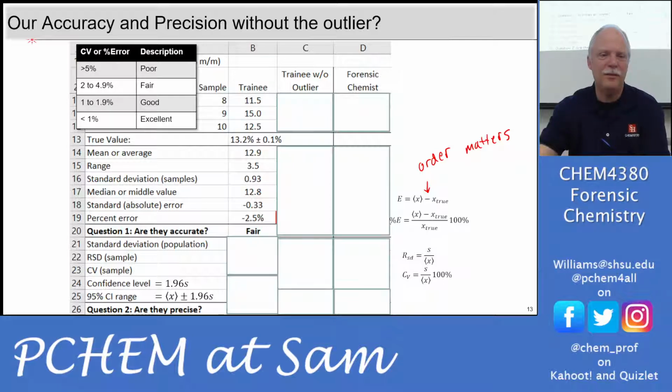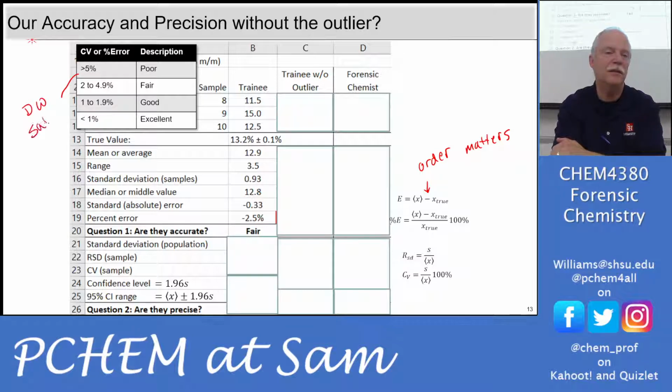Okay, so when I said, is this accurate? I would say this is fair accuracy. Greater than 5% error would be poor. If you're within 5% of the true value, that's pretty good. If you're within 2%, that's good. And if you're within 1%, that's excellent. So these are my categories. This is what I've used for years.